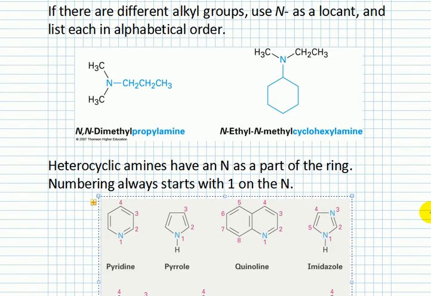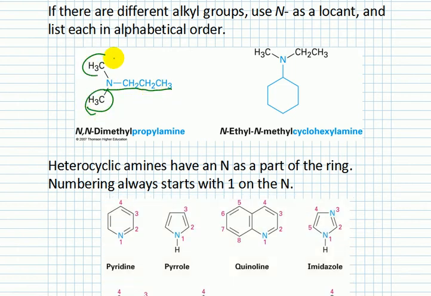If we have a mixture of different alkyl groups, use a capital N as a locant, just as we would a number in naming things, right? And then list each of them in alphabetical order. So what we can do, here's a nitrogen with 2 methyl groups and a propyl group attached. The base compound is propylamine, since that has the most carbons to it. We then give each of those methyl groups as a substituent. So it's N,N-dimethylpropylamine.